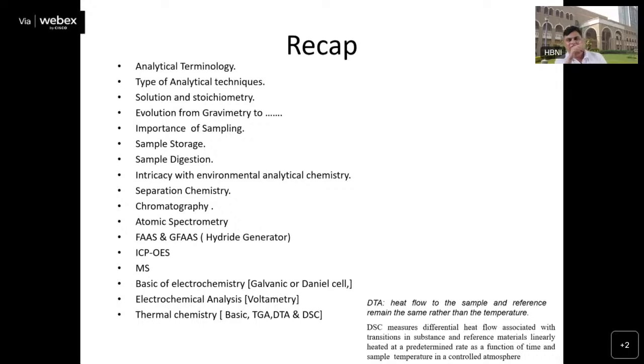Basically, when we are doing any kind of analysis, meaning we are determining the concentration of any analyte, we are doing either polarography or voltammetry. These are the two things we discussed. And before discussing polarography, we discussed the Nernst equation.